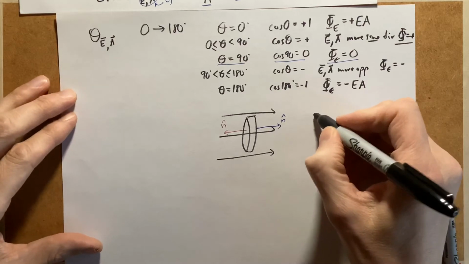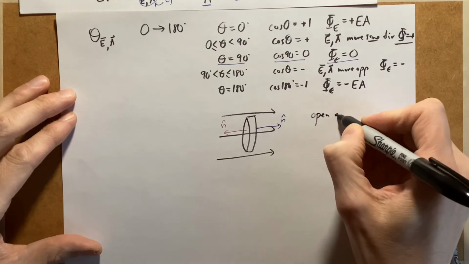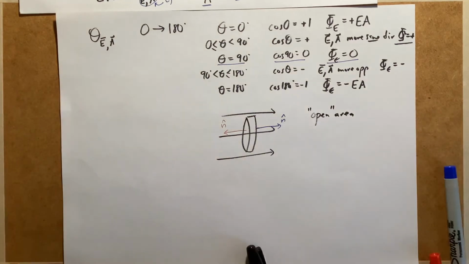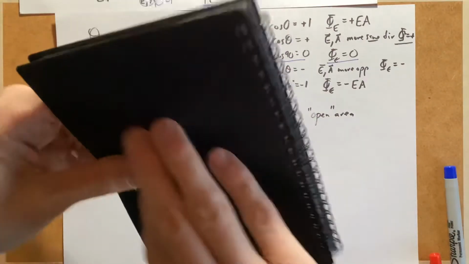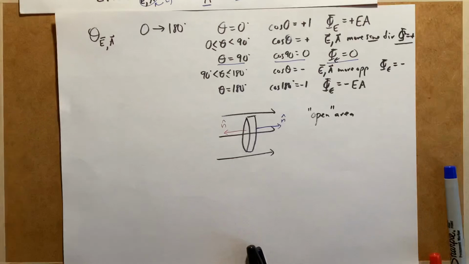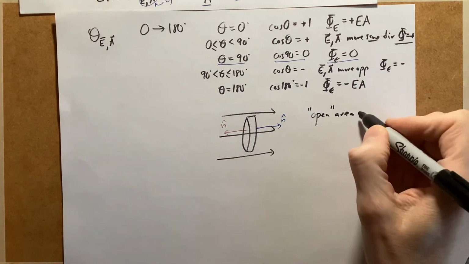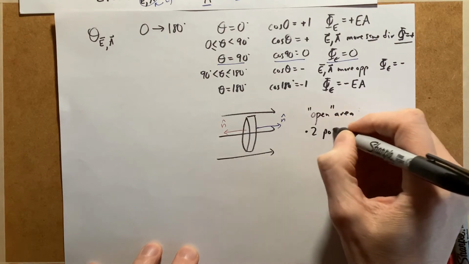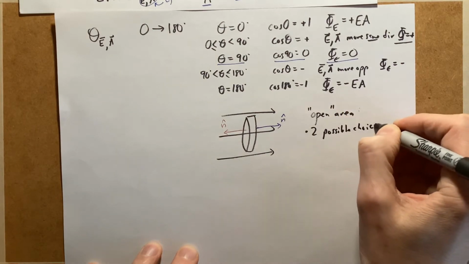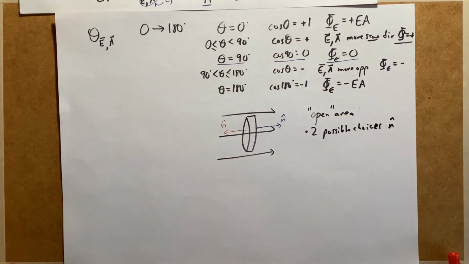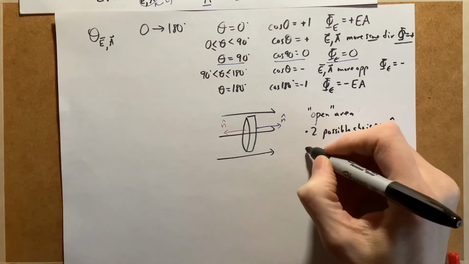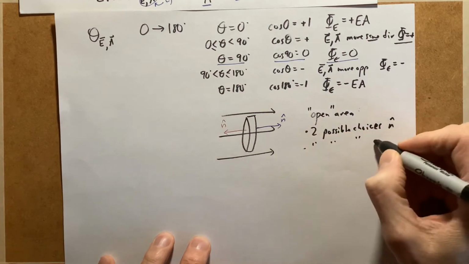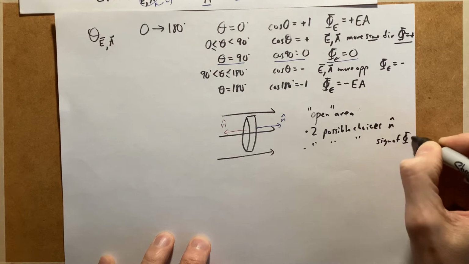There's no right answer. So if we have an area like this, which I'll call an open area, and what I mean by open area is it's just an area out in space. This side is outside, open to the environment. This side is open to the environment. It'll be easy to distinguish this from a closed area, which we'll get to in just a minute. But if it's an open area, there are going to be two possible choices for n hat. And what that actually means is that there are going to be two possible choices for the sign of the flux.